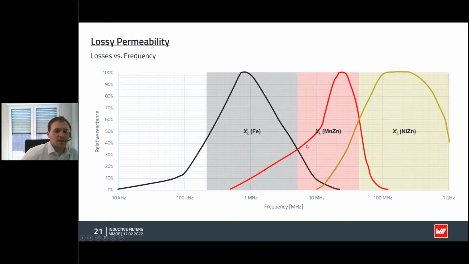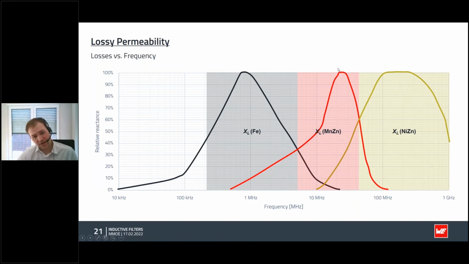So this will highly be dependent on the core material used inside the inductor. For example, if we would take an iron powder core, we will have losses in the rather low frequency range, about a megahertz. And if we're taking a look at the manganese zinc or nickel zinc, which is used in power inductors, for example, we will have these losses in a much higher frequency range. So we can use nickel zinc cores in power inductors at a megahertz or even at 10 megahertz without having a lot of core losses for our switch mode power supply.